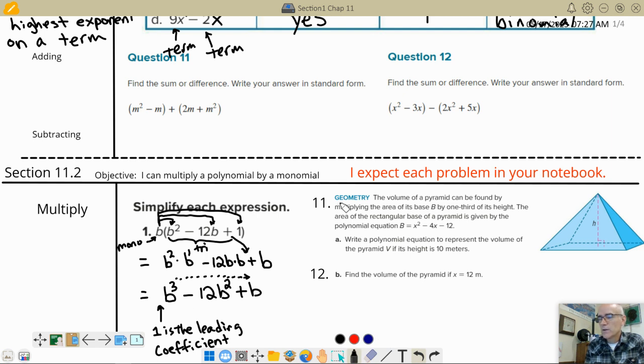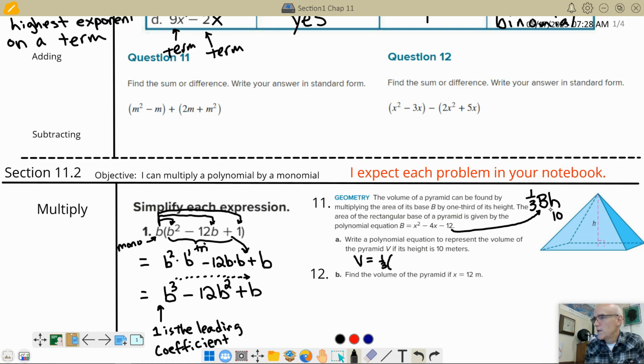Number 11 looks way more complicated. But really what it comes down to is it tells us the formula for a pyramid like this is 1/3 the area of the base times the height. And then it tells us the height is 10 right here. So I'm going to plug 10 right in for the height. The base is given by this polynomial right over here. And I'm going to put it in a little different order so it looks kind of like what we were doing over here. So the volume comes out to be 1/3.